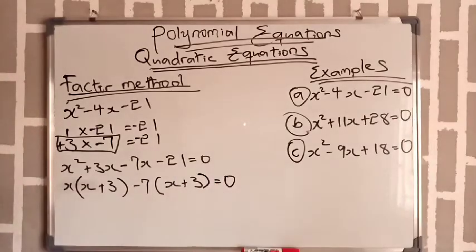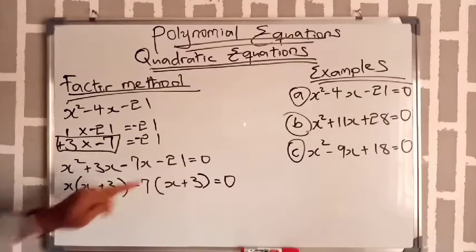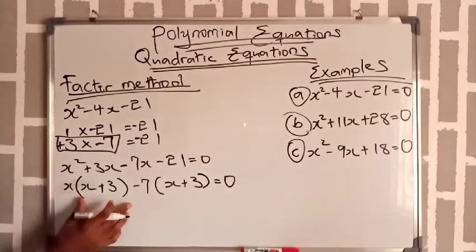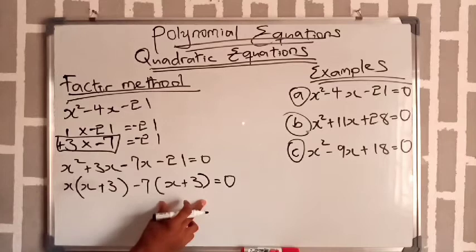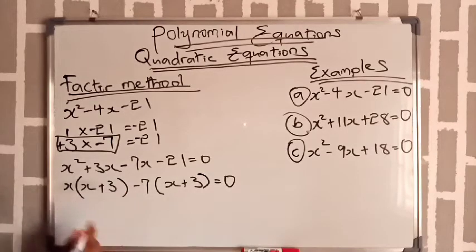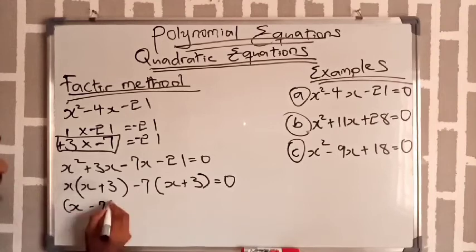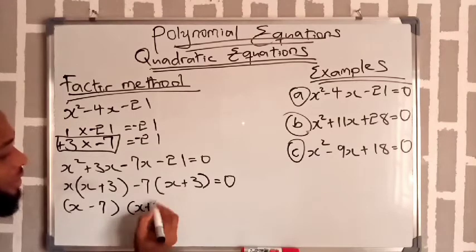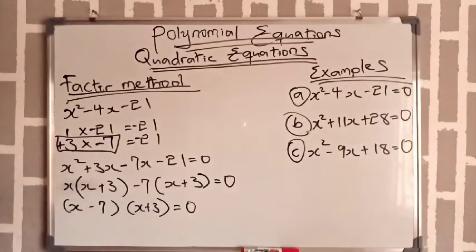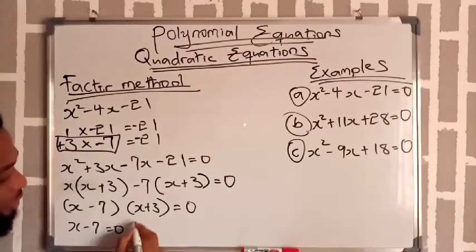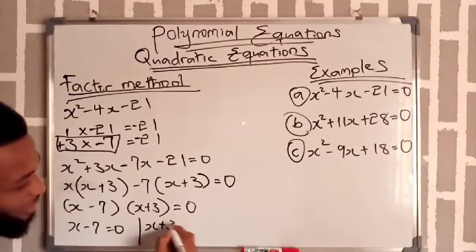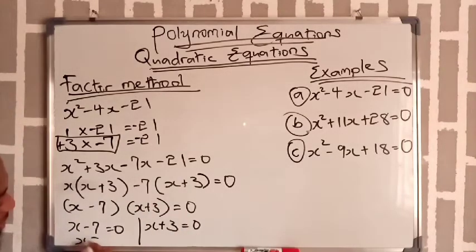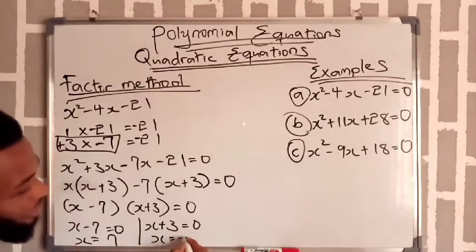You want to always recheck what you're doing. You can multiply this again and see if you get this to make sure you're correct. So we pick, these are two the same things. Then we pick them as 1. Then we pick these two, saying x minus 7, and this we pick it as 1. Okay, x plus 3 equals 0. That's our answer. That means x minus 7 is equal to 0, or x plus 3 is equal to 0. Then x is equal to 7, or x is equal to minus 3.